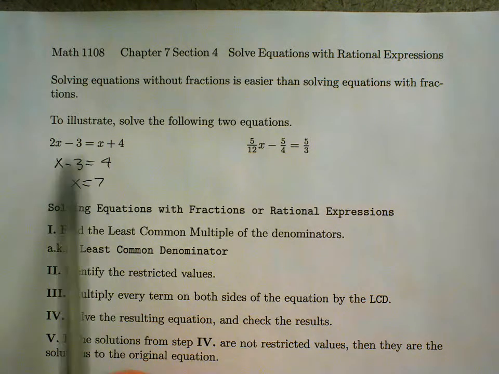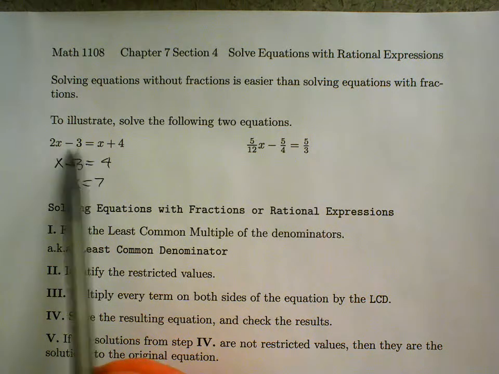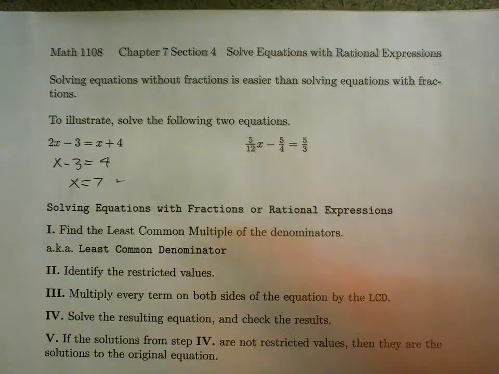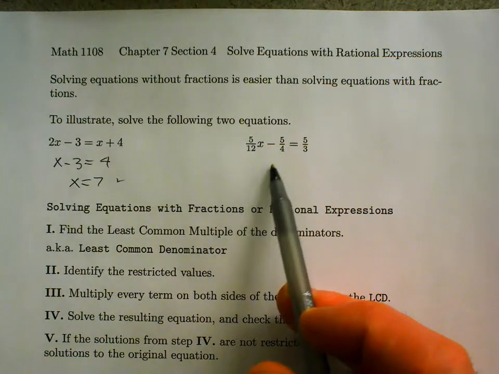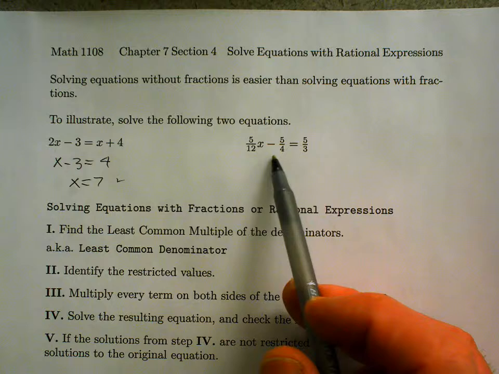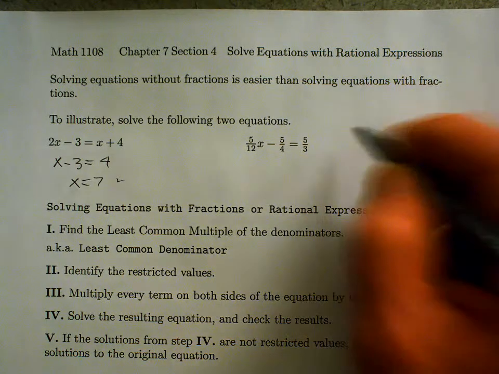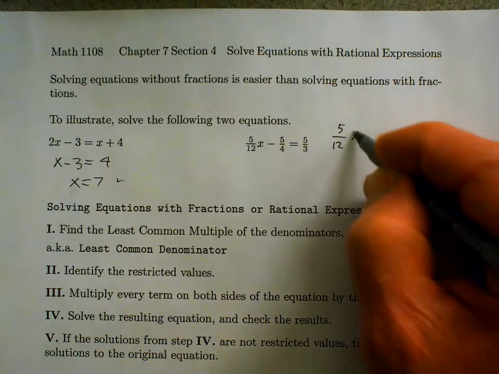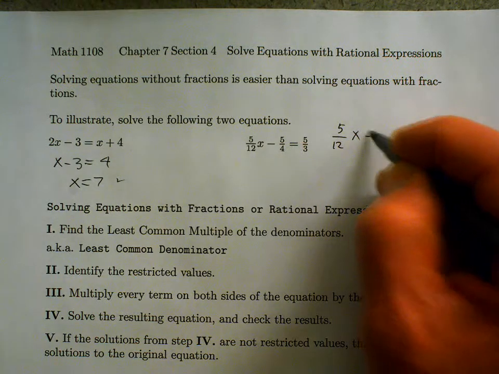If x is 7, then 2 times 7 is 14. 14 minus 3 is 11. And on the right-hand side, 7 plus 4 is 11. So everything checks out. Okay, here's another equation. This one involves fractions. So it's not that hard to solve, but it takes a little bit more effort. First, we have to add 5/4 to both sides. Well, it's not the only first step, but we can begin by adding 5/4 to both sides.